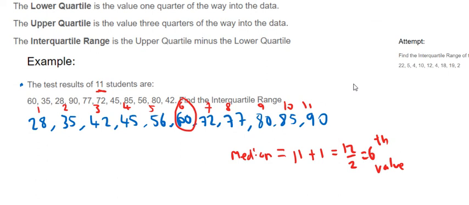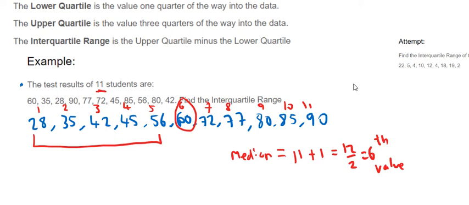So we know that it's the value that's 1/4 of the way through. If you think about what's 1/4 of the way through, it has to be the one that's exactly in the middle of these ones. So it's the median of the first 5, because 60 was the middle one. So what I need to do is find the median of the first 5 numbers there.